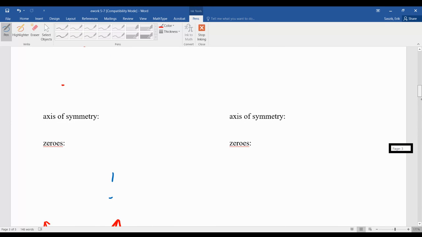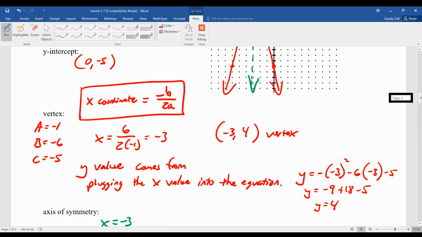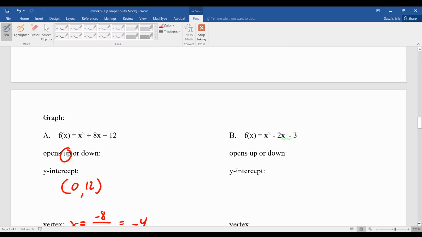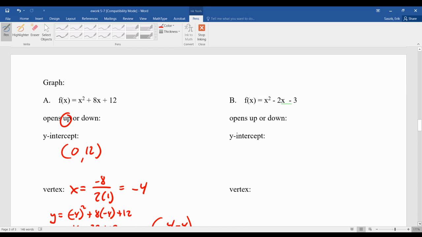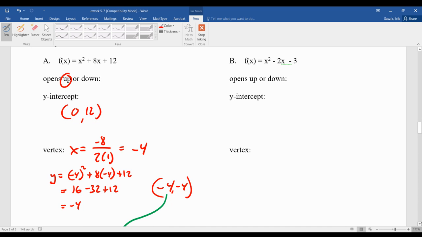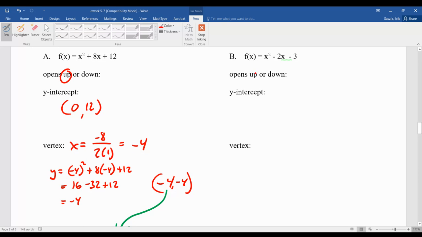Okay. Let's try, whoops, scrolled a little bit too far there. Let's try B. Again, invisible 1, positive, opens up. Y-intercept. Okay, vertex, opposite B over 2 times A. That comes out to just 1.